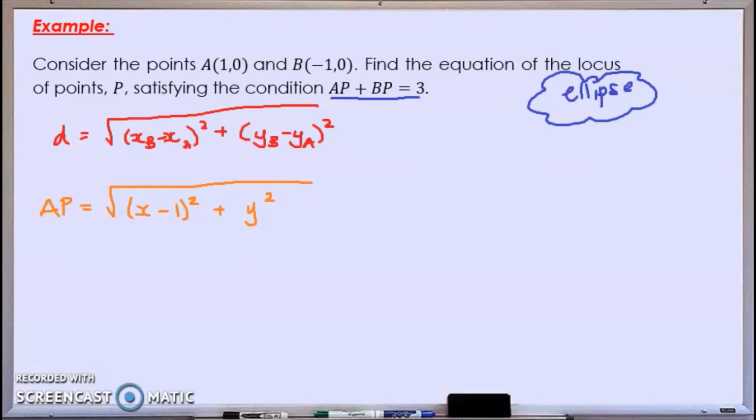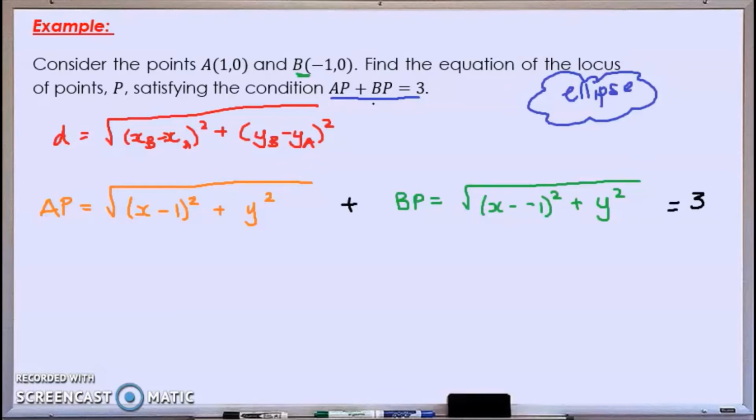Now let's have a look at my B coordinate from B to my point, so BP. When we think of the same sort of process, my distance is going to be X minus the X coordinate here, which is -1, squared, plus Y squared as well, because my Y coordinate is 0. So I'd have Y minus 0 all squared. And remember that that plus that will equal 3.